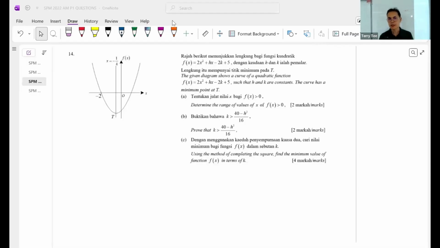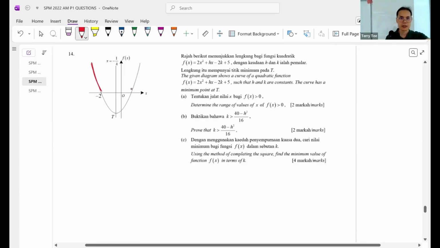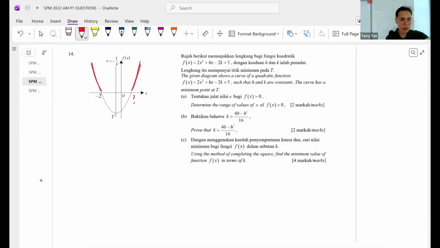Okay, question number 14. This is Form 4, Chapter 2, Quadratic Function. So here the diagram shows a curve of a quadratic function f(x) = (x - h)^2 + k, where h and k are constants. The curve has a minimum point at T. Determine the range of values of x for which f(x) is more than 0. See, we know f(x) is more than 0 here and here. But the problem is, do you know what's your root here? I don't. So we know roots, right?